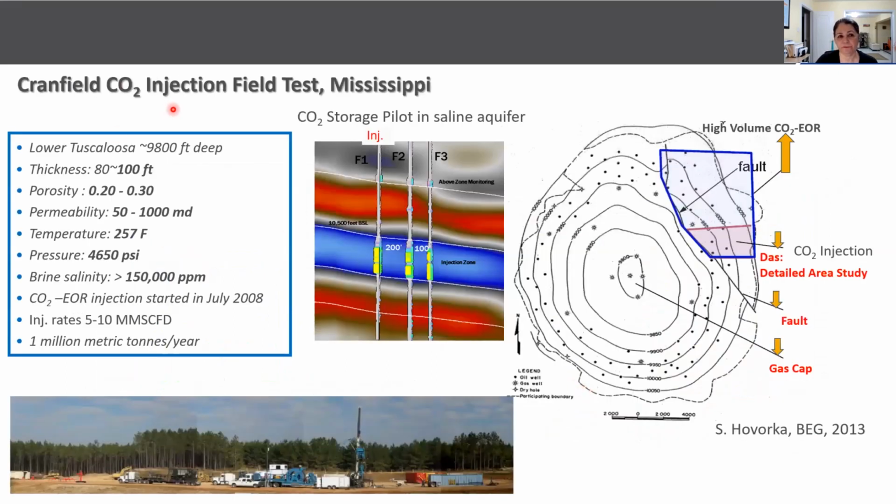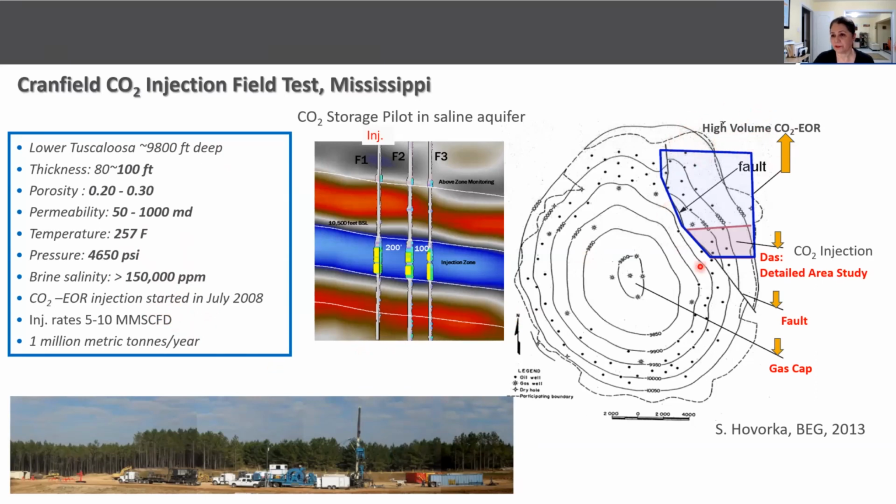Another test was Cranfield. Again, University of Texas was involved in doing this demonstration test. Cranfield in Mississippi is a very deep formation, relatively low permeability but heterogeneous, with high temperature and high salinity. This was a little bit larger test. They injected about 1 million metric tons per year, and the total injection rate was about 5 to 10 million standard cubic feet per day. Cranfield is part of a CO2 EOR activity.